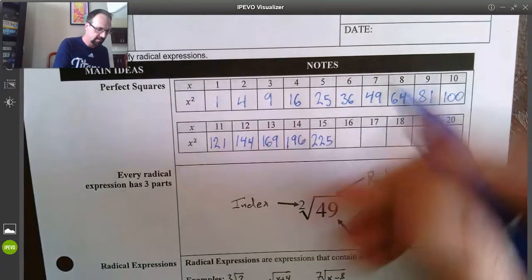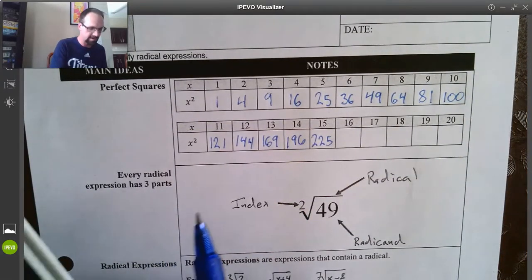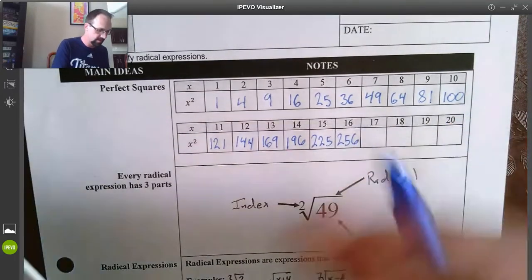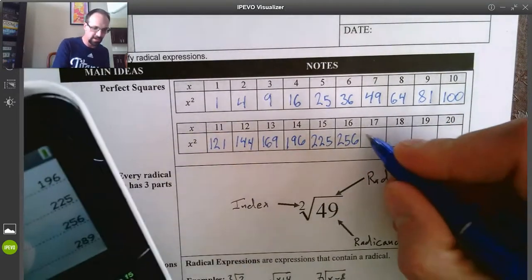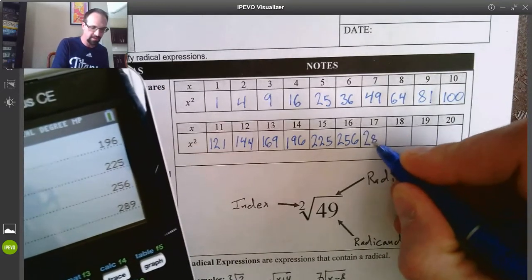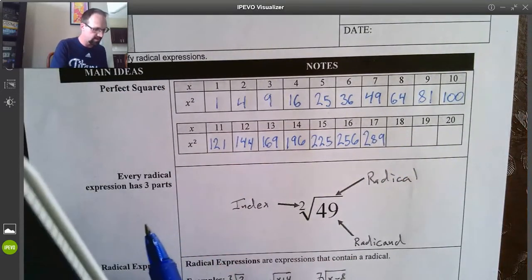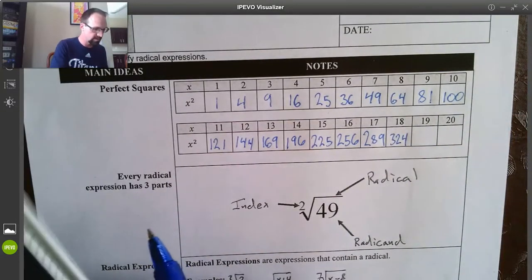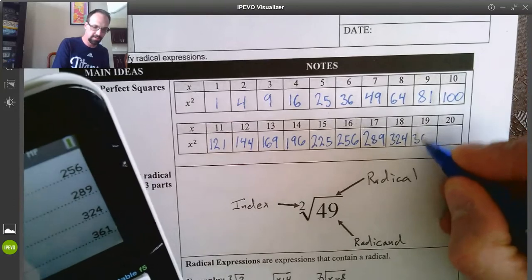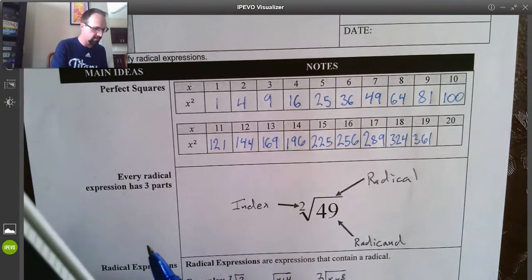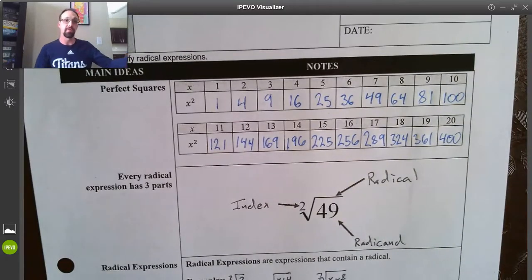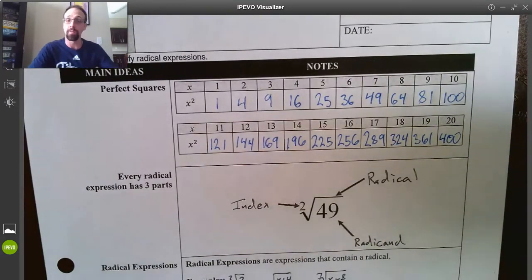196, 15. Is it 225? It is. Okay, 16 squared, 256. 17 squared is 289. Again, I'm just using my calculator. 18 squared, 324. 19 squared, 361. And then 20 squared is 400. It's helpful to know those as we get into the radicals so that you can see how we actually simplify them.